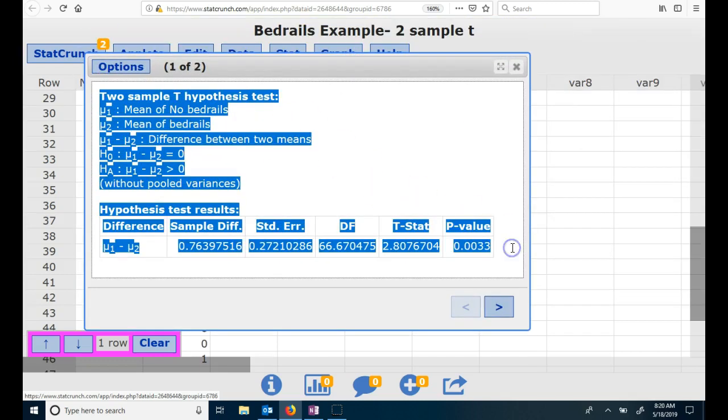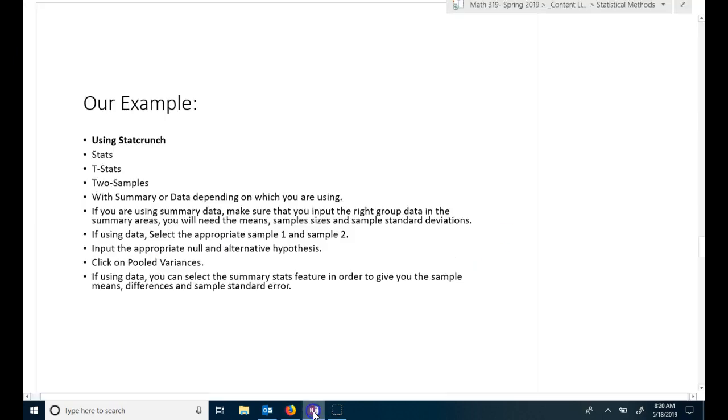Now, I'm going to go ahead and copy. You can actually just highlight the whole thing. Copy.